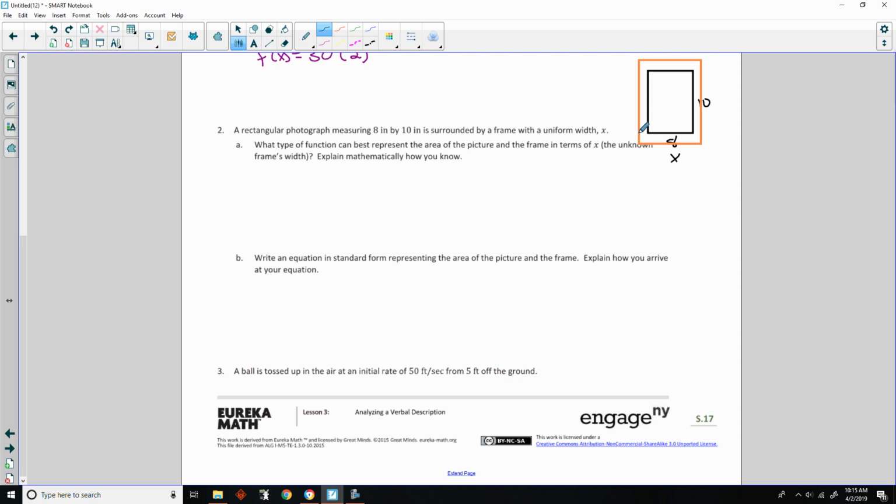So we went from 8 to x. What type of function can best represent the area of the picture and the frame in terms of x, the unknown frame width? Explain mathematically how you know. Okay, this can be represented by a quadratic function because this is an area problem where the product of two linear measurements results in a quadratic. So this is quadratic.